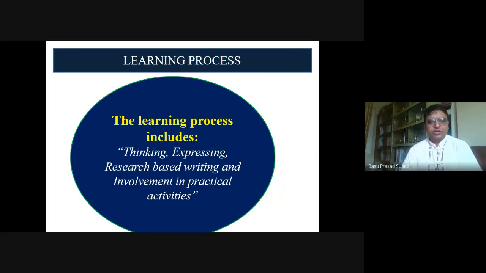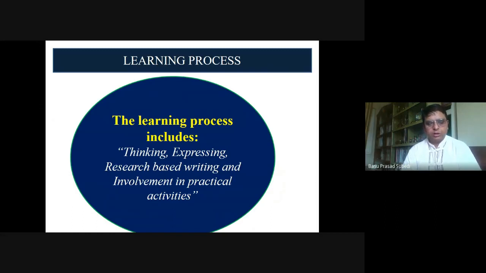While talking about the learning process, we try to use different techniques, starting from thinking. We always try to say, do not speak aloud, try to think aloud. So we promote the learner to think. Thinking is the process of learning. Likewise, after thinking, we need to express. While talking about 21st century learning, communication is the most important power. So we try to develop the communication skill of the learner. Expressing is another process of learning.